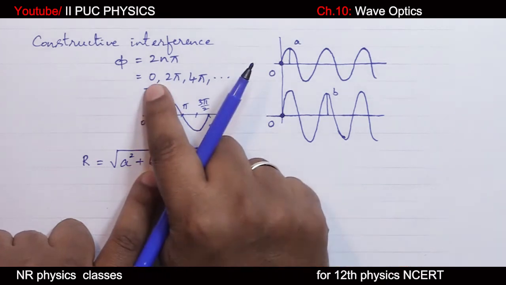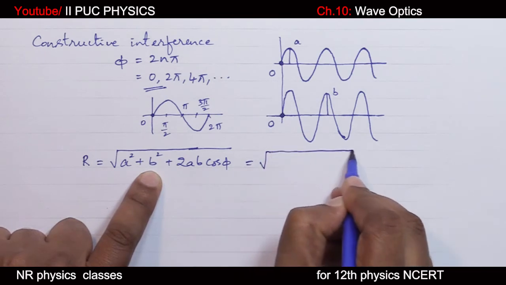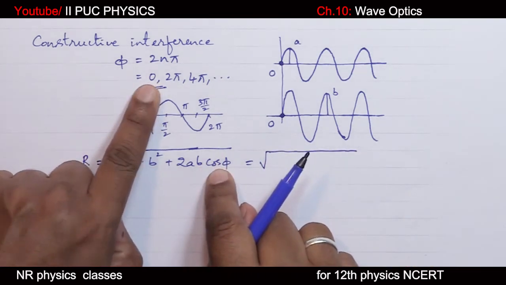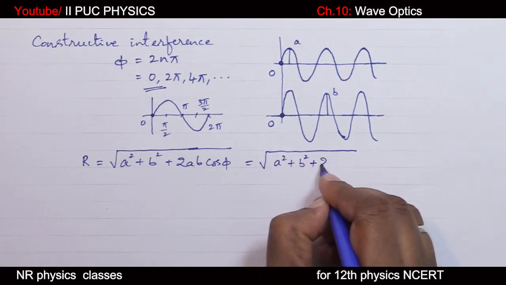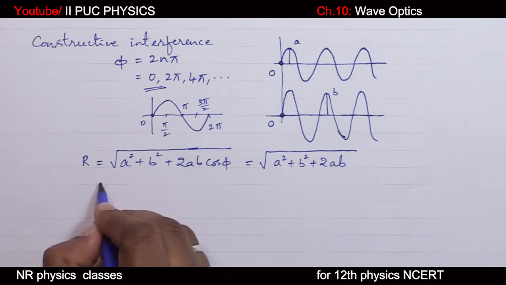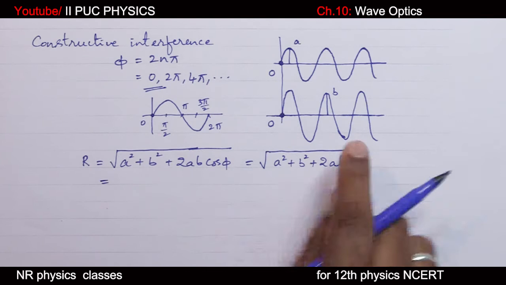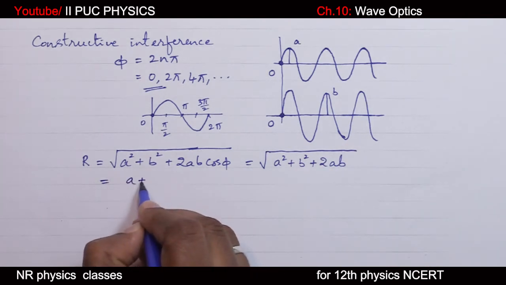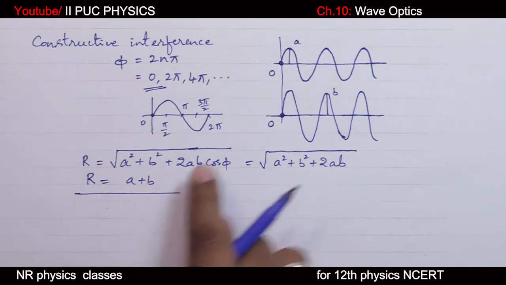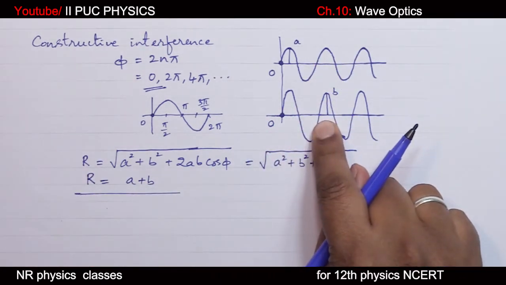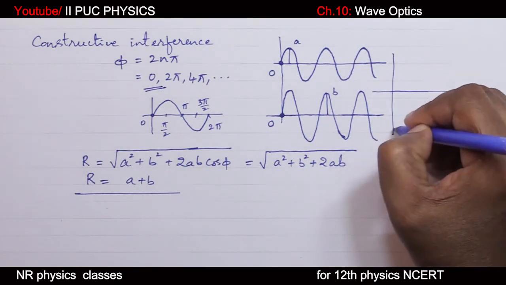In this case, phase difference is 0, equal to root of, cos 0 is 1. Therefore, it is a square plus b square plus 2ab. So this is nothing but a plus b whole square under root gives a plus b. Okay. This is amplitude of the resultant wave. If these two waves superpose, what we get is the resultant whose amplitude is a plus b.